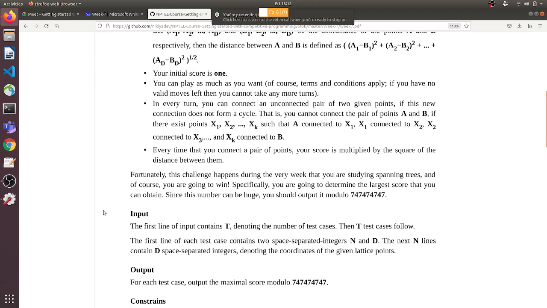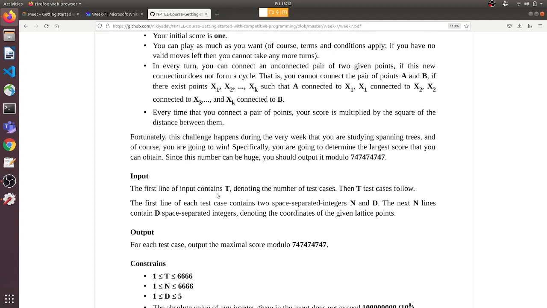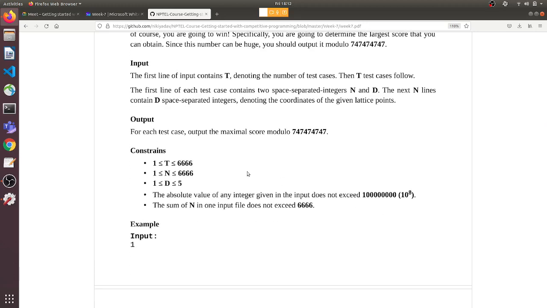The problem is clearly related to spanning trees. The input format is that you'll be given test cases. For each test case you are given n and d, where n is the number of points and d is the dimension, and then in every line you are given d space separated integers denoting the coordinates of the given lattice points. The constraints are these. The d is always less than or equal to 5.